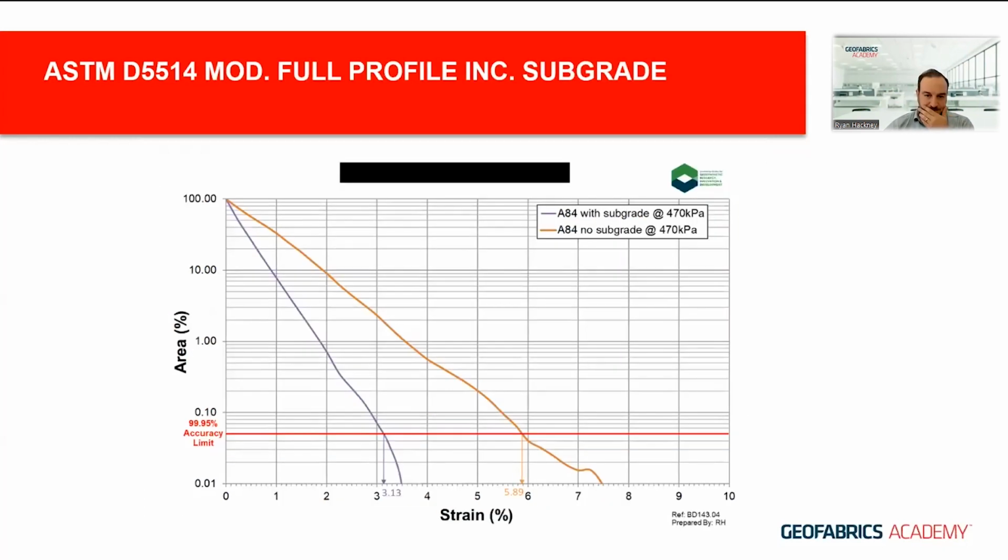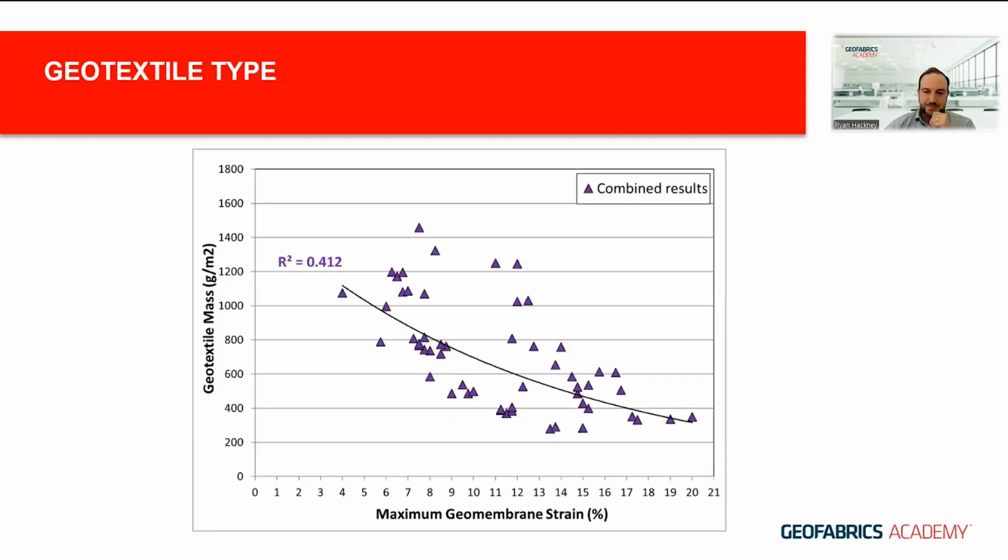compaction criteria. Again, another example with subgrade, without subgrade, under a specific 470 kPa stress, without subgrade, 5.9% strain. By inclusion of that in the system, the strain, same textile, same pressure, same stone, but by including the subgrade, the strain is significantly reduced because it's supporting the geomembrane. The geomembrane can't deform as much without having that subgrade in place.